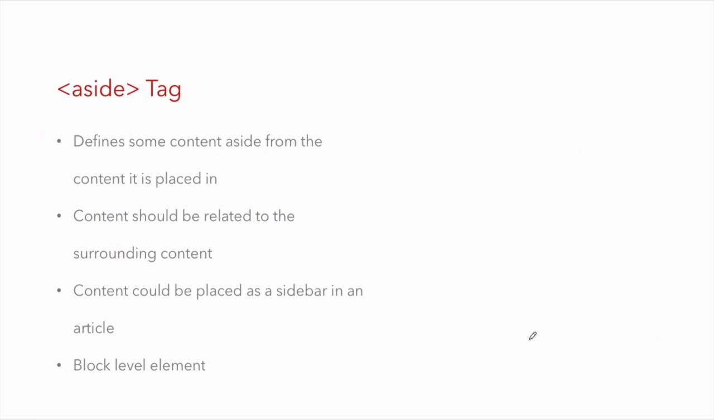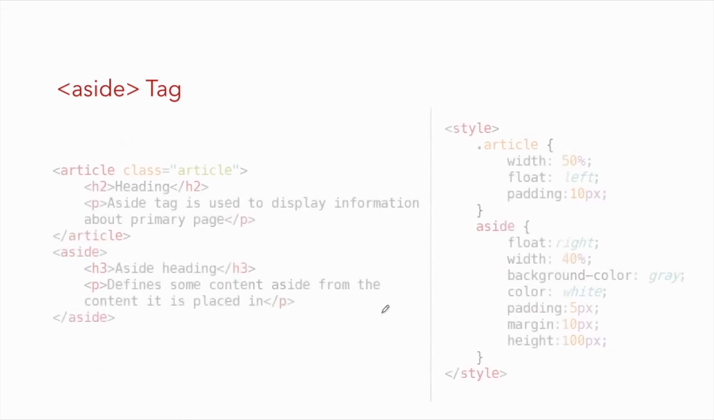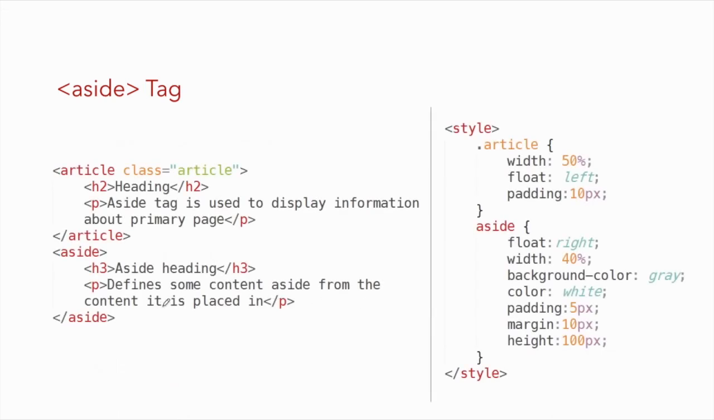Then again, a new tag, the aside tag. This is basically used to highlight certain content aside from your main content. The content should be related to the surrounding content. This can ideally be used when you have a sidebar on your page. It's again a block level element. As I said, this is something that will be used by third-party devices, software, e-readers, and also by search engines.